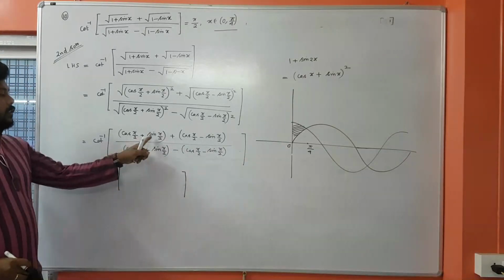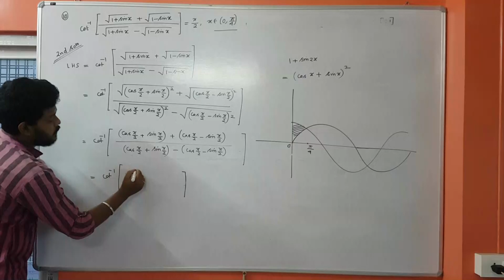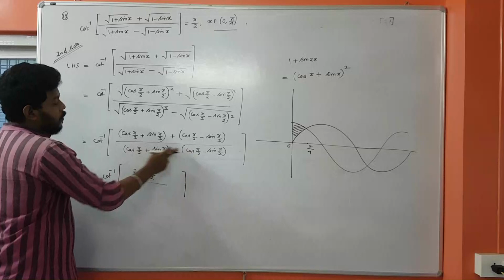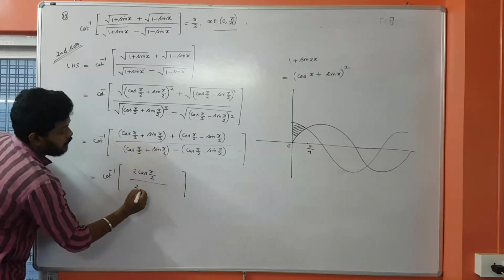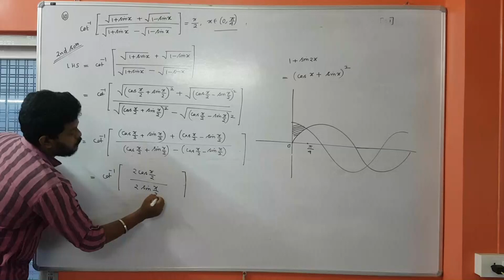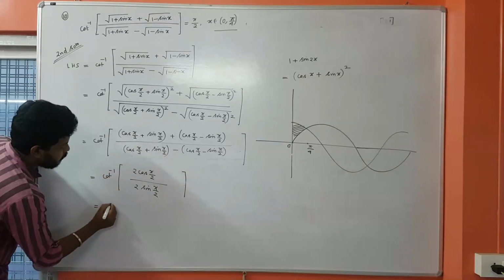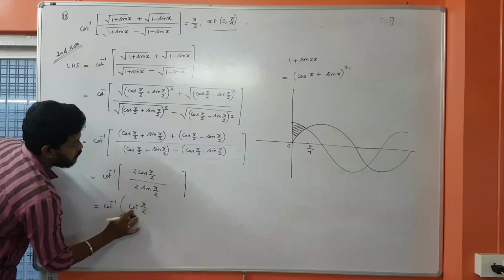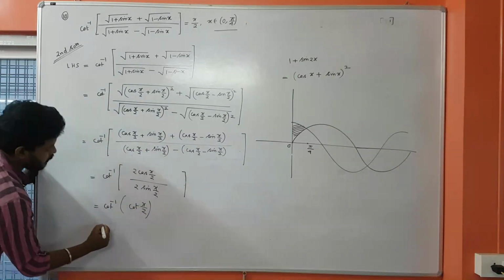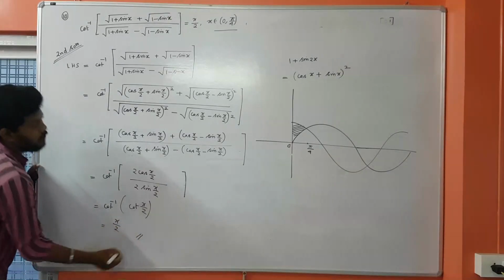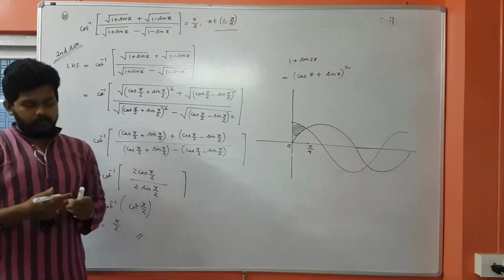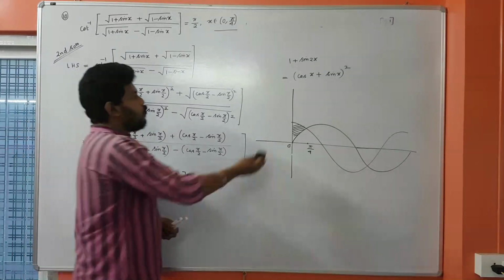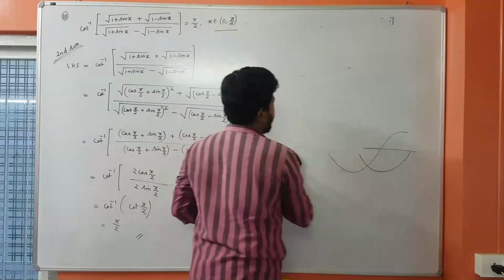See, plus sin minus sin cancel, this is twice cos x by 2, and minus cos plus cos cancel, this is twice sin x by 2. 2 cancel, cot inverse of cot x by 2. Cot inverse cancel, answer is x by 2. This is your required proof. This is question number 10. Now move on to question number 11.